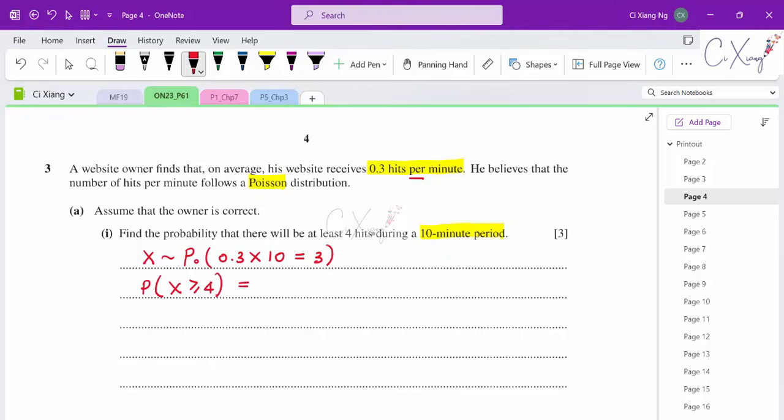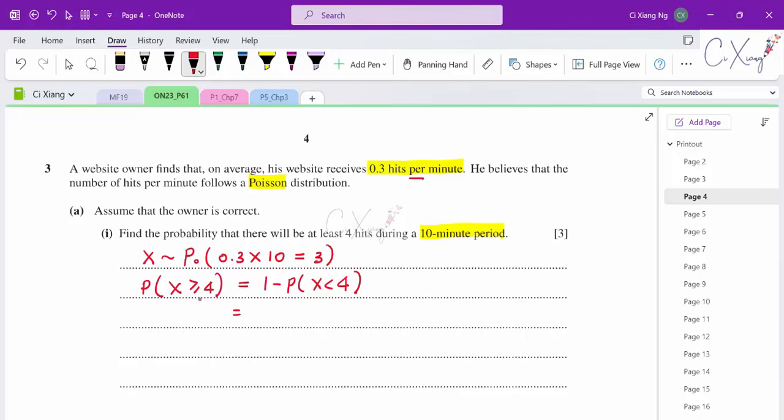For Poisson distribution, there's no limit for the value of x. So x can start from 0, then 1, 2, 3, 4, 5, 6, until infinity. When there's no limit for the value of x, it is impossible for us to get the answer this way. So what we have to do is take 1 minus P(x smaller than 4).